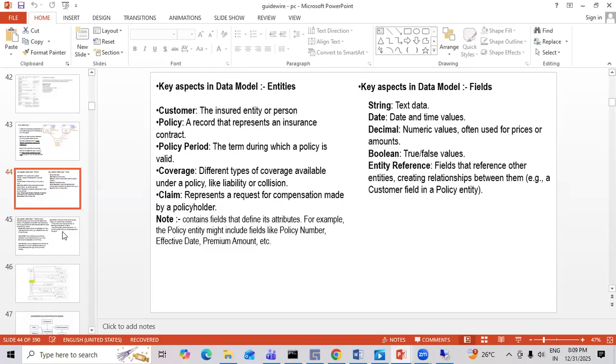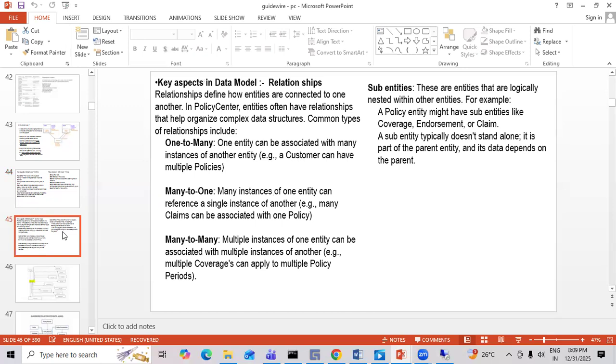Next, relationships. Relationships define how the entities are connected to one another. Either it can be one to many, or many to one, or many to many. Different instances.